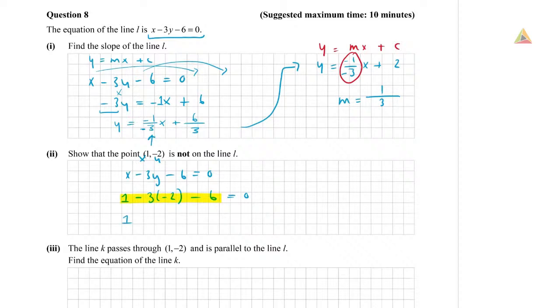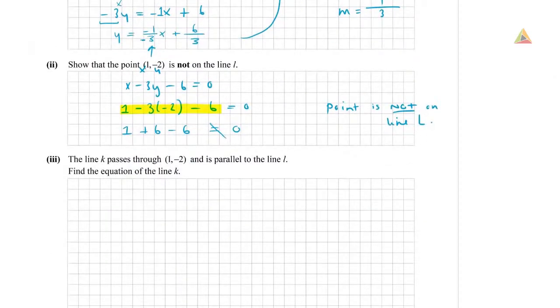So 1 minus 3 by minus 2 is plus 6. Take away 6. Does that equal 0? So 1 plus 6 is 7. 7 minus 6 is 1. So that is not 0. So that proves that it is not on the line. So the point is not on line L. Okay, then we're on to part 3.